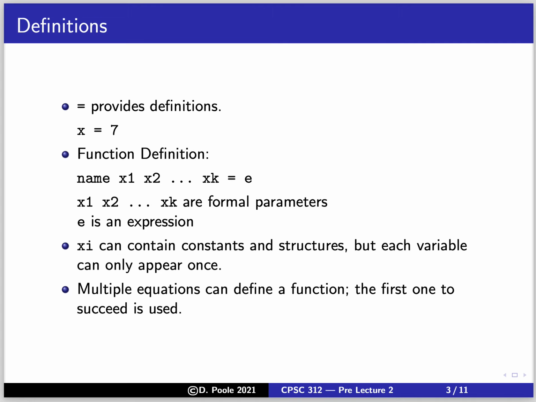These arguments can contain constants and structures, but each variable in them can only appear once. So we're allowed to define them with constants and structures, and each variable only appears once. Multiple equations can define a function. The first one to succeed is used. So within a definition of a name, the order matters, but different names can be defined arbitrarily. They're all just definitions.